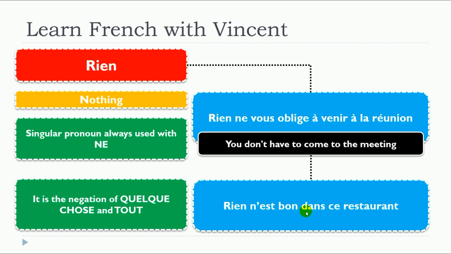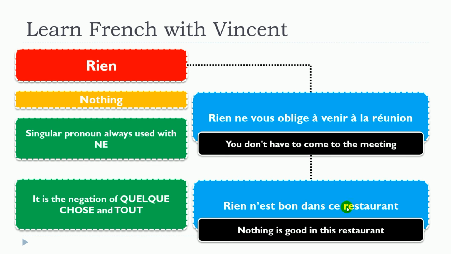Rien n'est bon dans ce restaurant. Same concept here. You start with rien, then ne after. Of course, you drop the e because your verb starts with a vowel. Rien n'est bon dans ce restaurant.